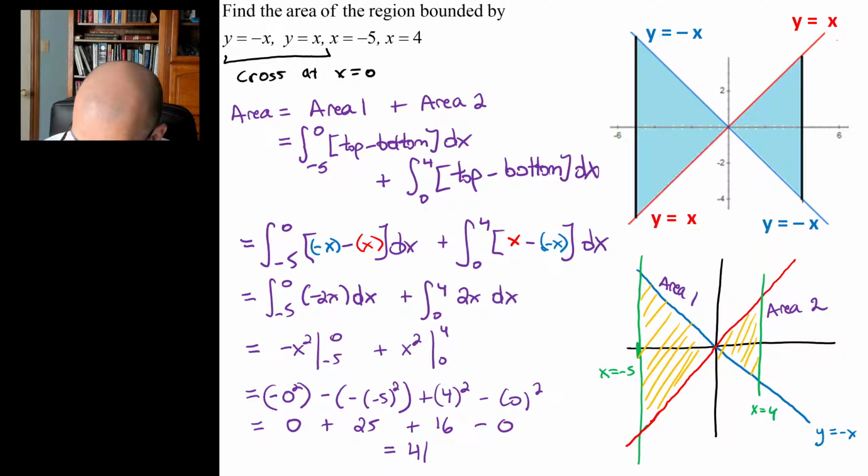calculate a different way. I invite you to use geometry. The area of a triangle is 1/2 base times height, and you have two triangles there. You should get the same thing at the end.